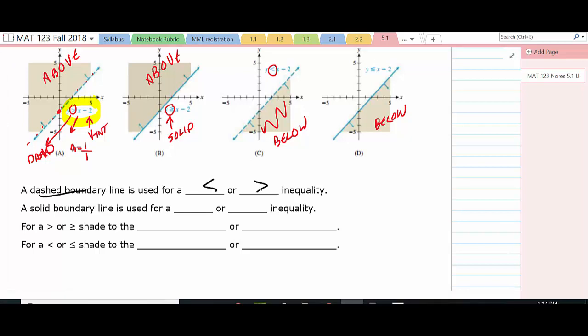Less than or equal to, greater than or equal to, right? It's got to have the equal to bar on it like that. Okay, and then it's very logical. If it's greater than, where do you shade? You shade above, or you could shade to the right. If it was a vertical line, you would shade to the right. We'll look at that in just a minute. If it's less than, you shade below or to the left like that. So greater than is above, less than is below. Real simple, right?